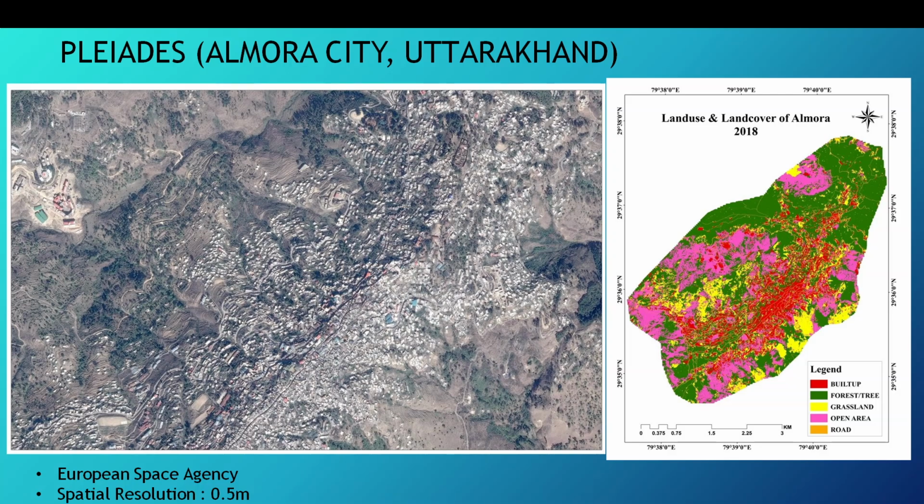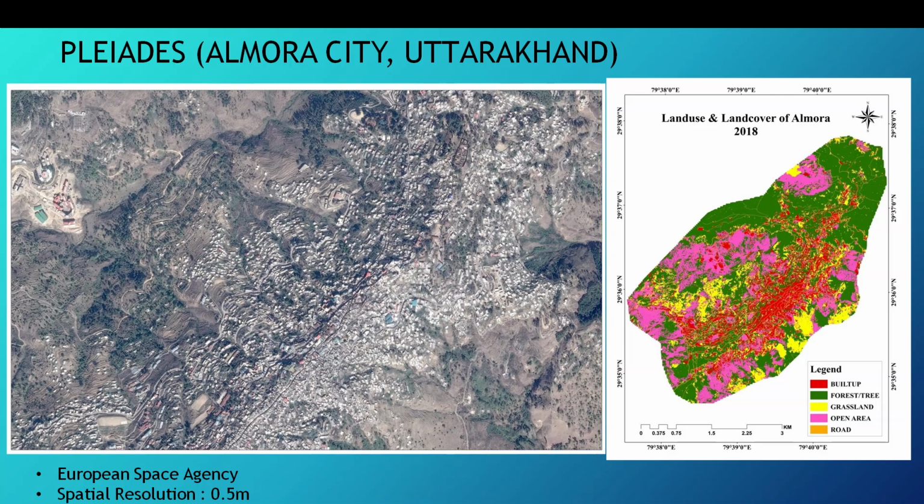Moving on, we have even more detailed satellite imagery of Almora city of Uttarakhand captured by the Pleiades data from the European Space Agency with an impressive 0.5 meter spatial resolution. On the left, the very high resolution image offers a detailed view of Almora's urban landscape, clearly showing individual buildings, roads, and natural features. Such detail that we can even see the colors of the rooftops. This high detail is crucial for urban planning, infrastructure monitoring, etc.